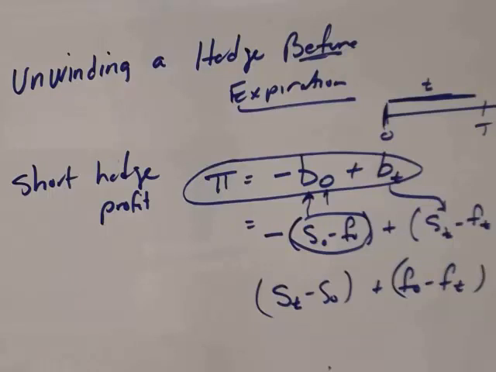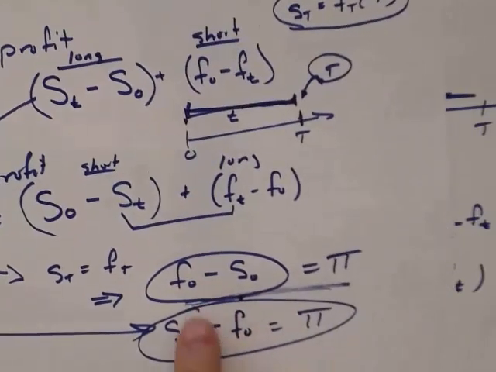Now, if you hold the position till expiration, like I said before, you can invoke the convergence principle. You don't have to worry about basis risk, and the math becomes much simpler, as I showed you here with these two formulas.